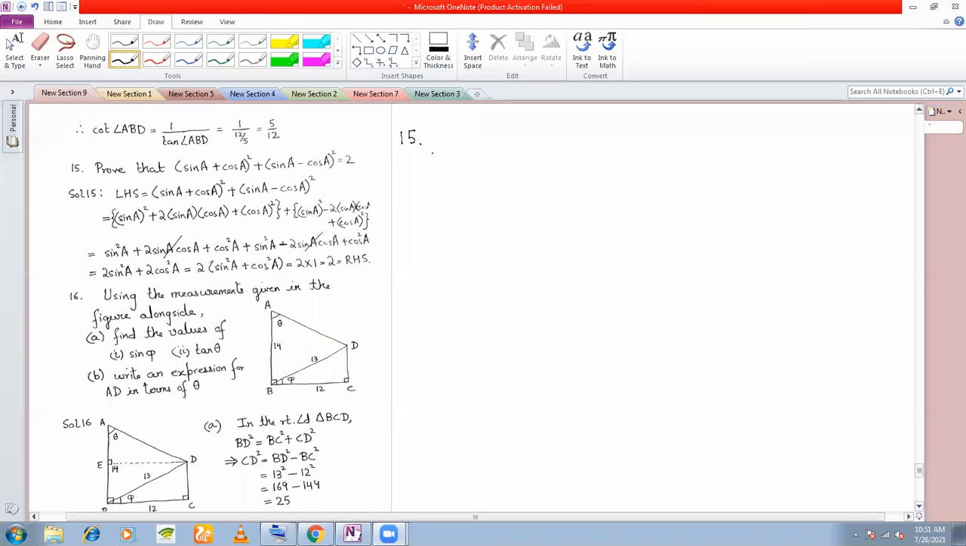So you have here, prove that (sin A + cos A)² + (sin A − cos A)² is equal to 2. So we start from the left hand side. LHS is equal to (sin A + cos A)² + (sin A − cos A)².